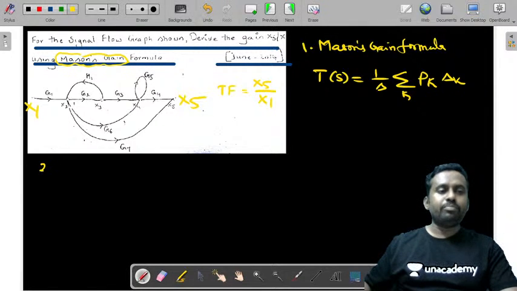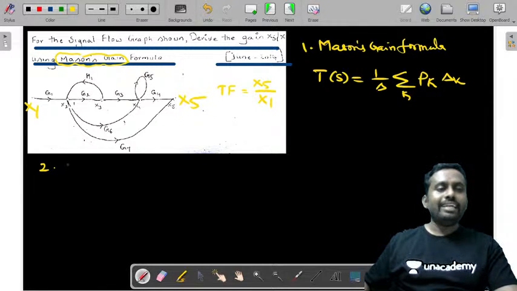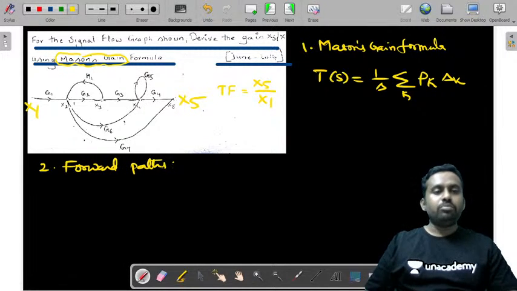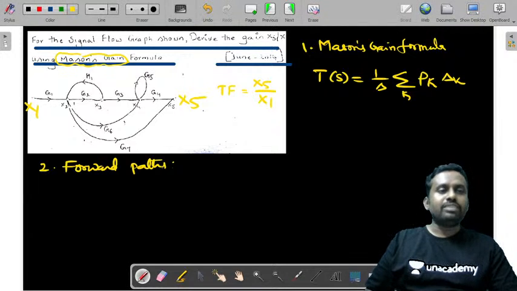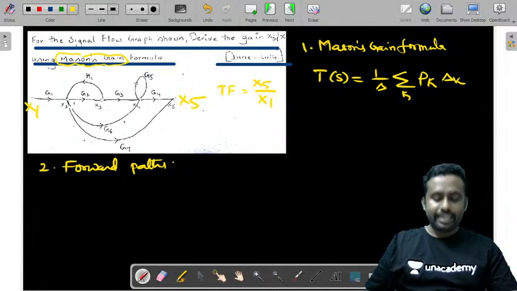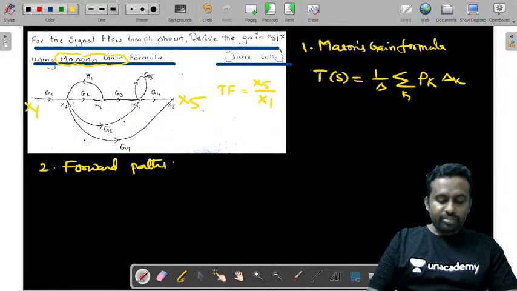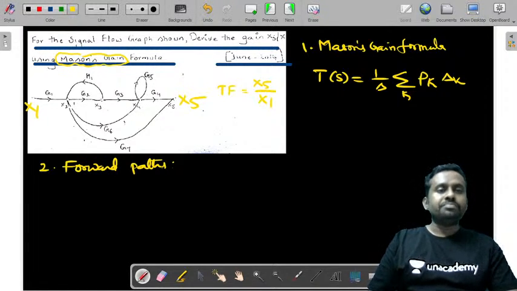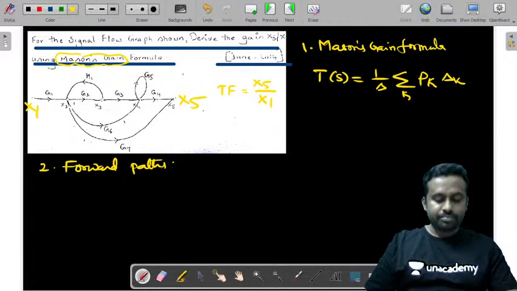And the second step would be to find how many forward paths are there in this. Look at the graph and tell how many forward paths there are. What is a forward path? You'll start at the first node and end at the last node. I want some of you to tell me if you have understood how many forward paths are there in this.